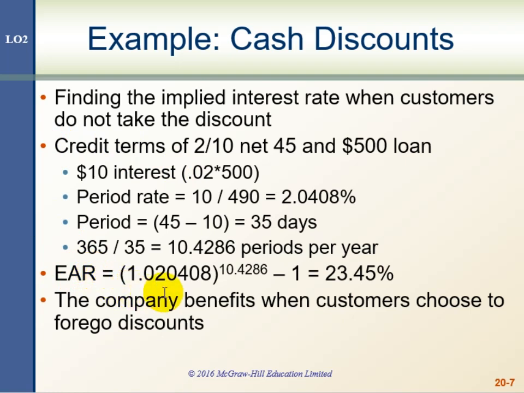Remember, in Business 370 we did a little trick with a $1 savings account. So 365 divided by 35 is 10.4286 periods. When you see that in your calculator, hit the N button. So 10.4286 is N. The I per Y is 10 divided by 490. When you see that on the screen, you'll see it as 0.020408. So you need to multiply by 100, and then put that into I per Y.